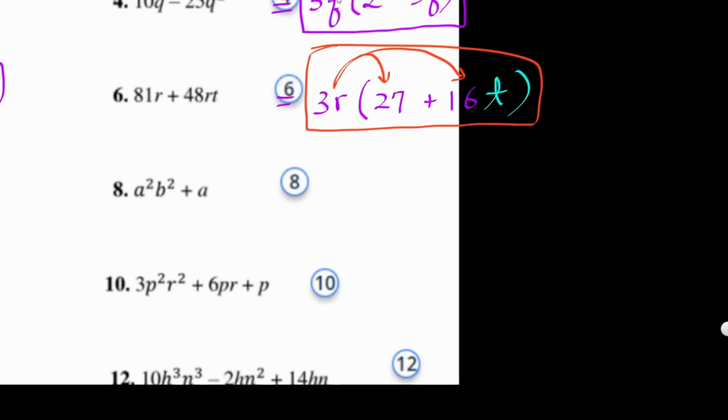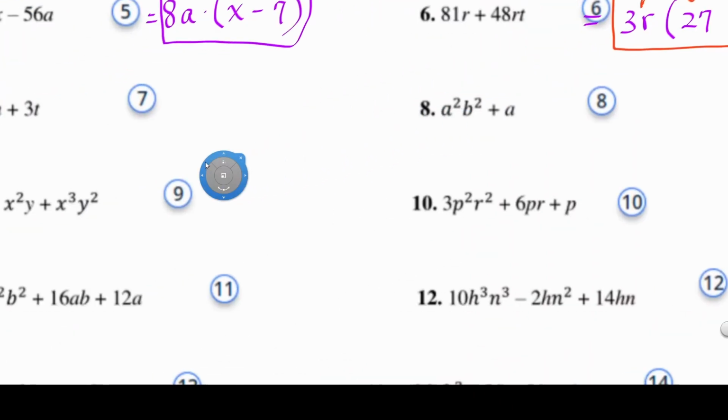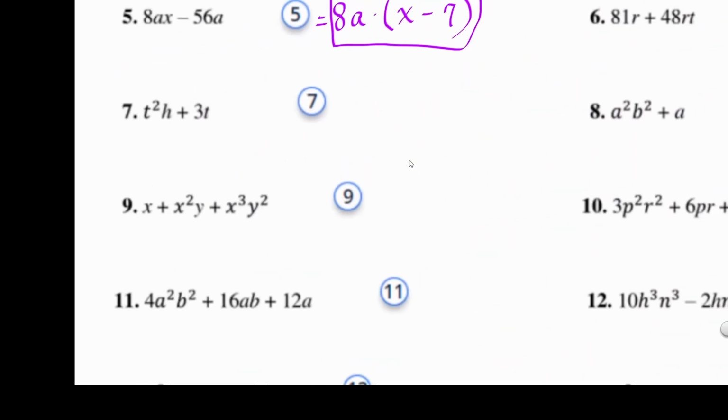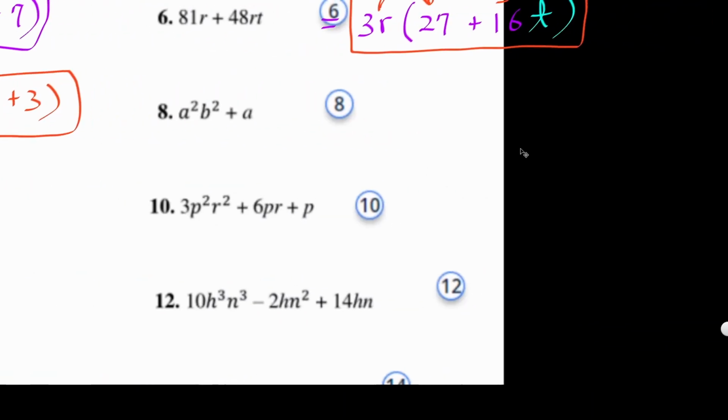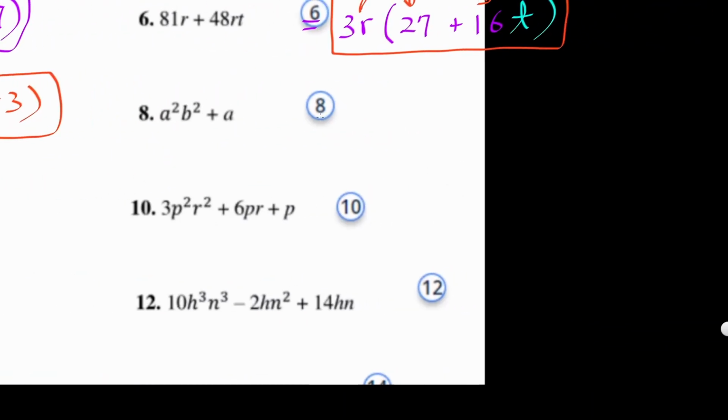Let's move on. Okay, number 7 here. We have t's in common and no number in common. So this is fairly simple. You could just factor out t here. So t times what gives you t squared h? Just th, plus t times what gives you 3t? Just 3. That's it. Now, number 7 was simple. Let's move on to number 8. So we have a in common only, so that's a factored out, multiplied by a b squared, and then plus 1. That was also simple. Let's move on to number 9.